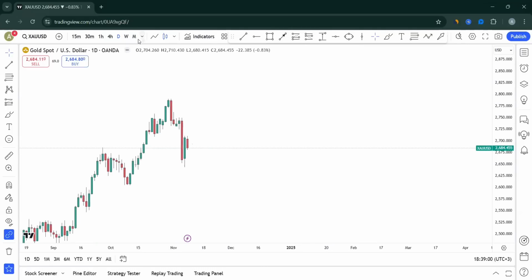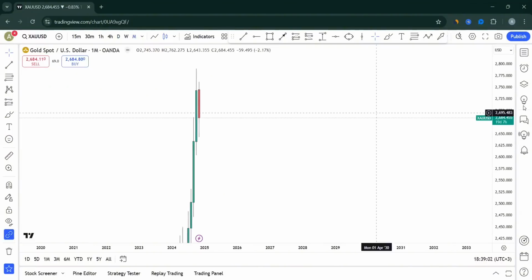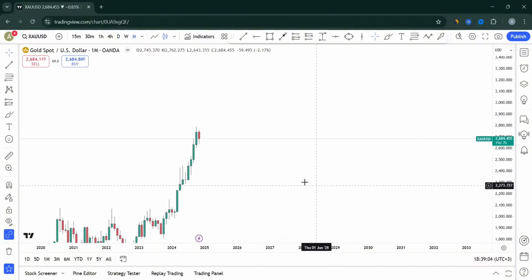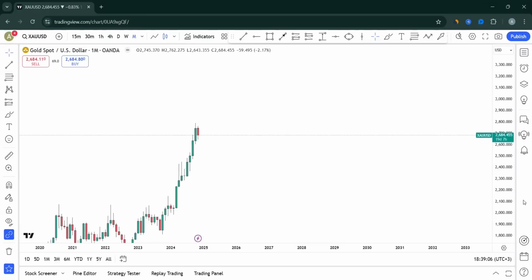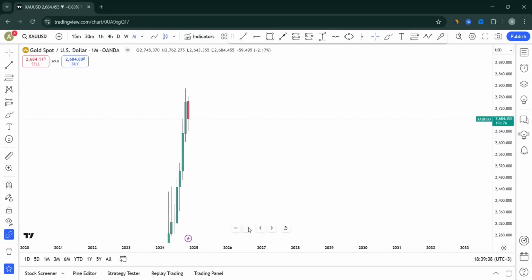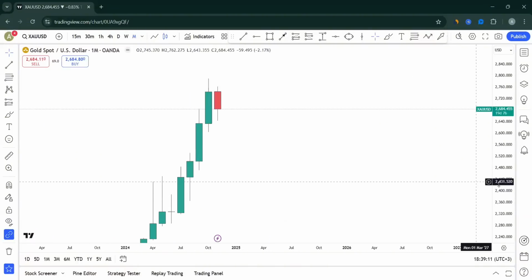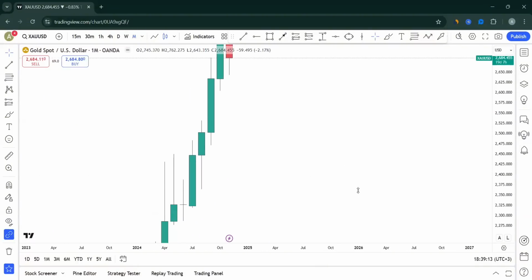Now, starting with gold here, let's go to the monthly time frame. Once again, I repeat, it's not a must that you should use monthly as direction. You can use any set of time frames that you're comfortable with. Okay, I use monthly, weekly, and daily because I'm a swinger.